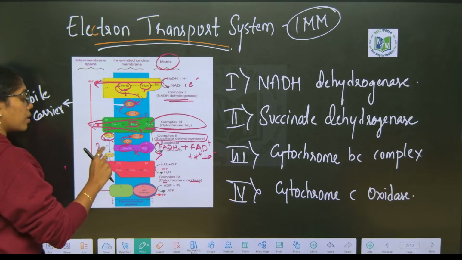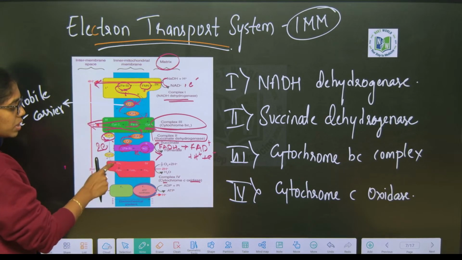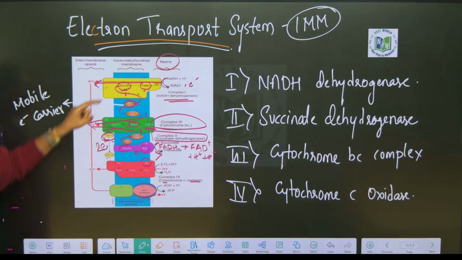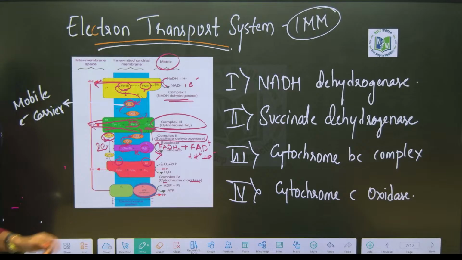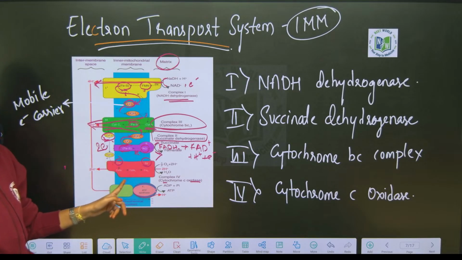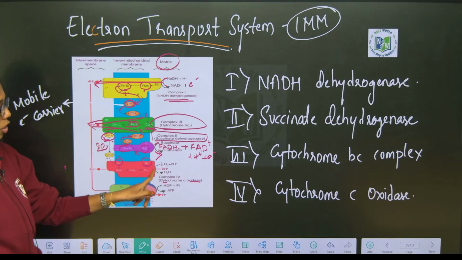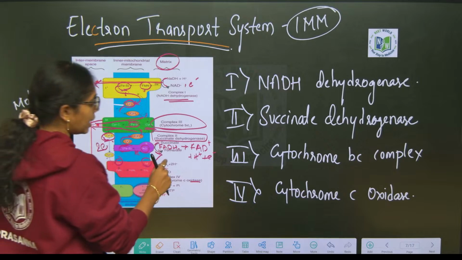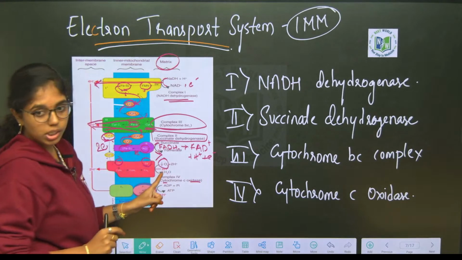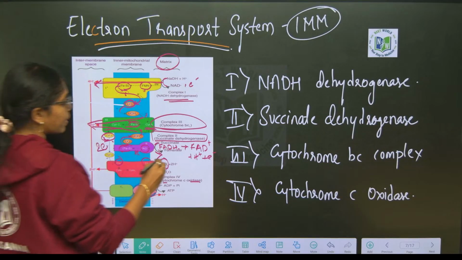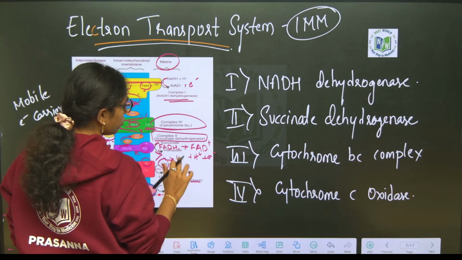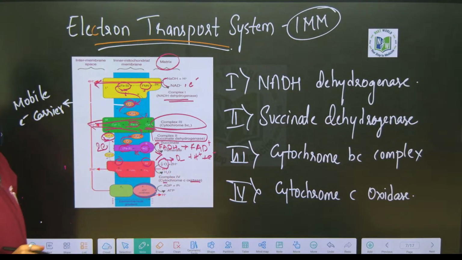This accepts the electrons and submits them to what? Complex 4. In complex 1, 2 and 3 you can observe the ferrous sulfur complex, whereas complex 4 will have copper molecules and cytochrome A, A3. Fine. At the end the electrons will be accepted by oxygen, the ultimate electron acceptor. Remember that. Okay. What is the ultimate electron acceptor? O2 is the ultimate electron acceptor.